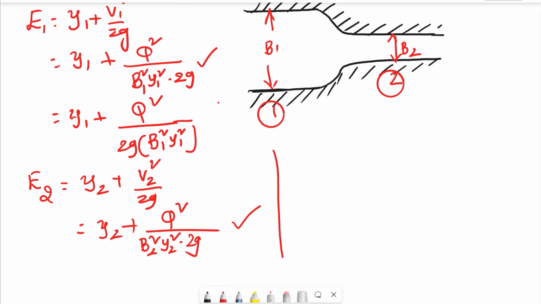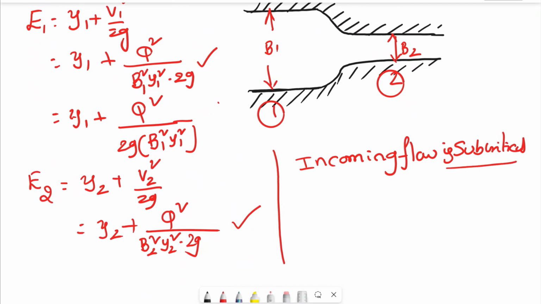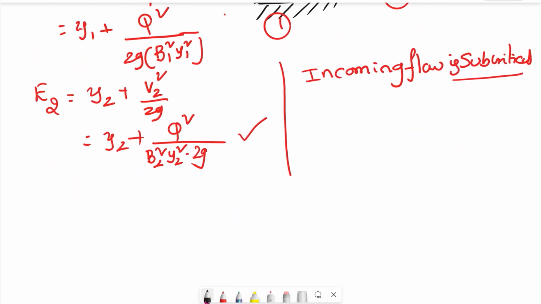For example, the incoming flow is subcritical, because I have to assume something and start. Then how will the depth of flow be? The moment I say incoming flow is subcritical, you must get in mind how the specific energy curve looks. The specific energy curve has specific energy on the x-axis and depth on the y-axis.